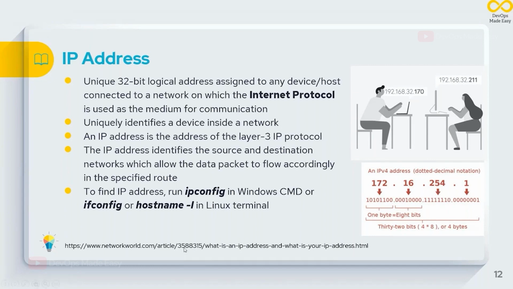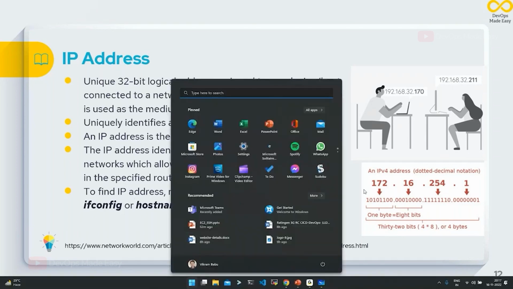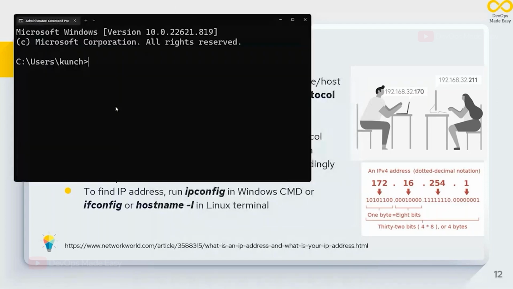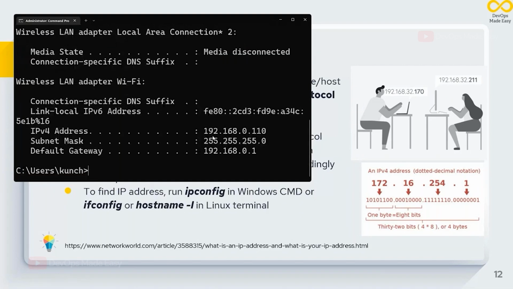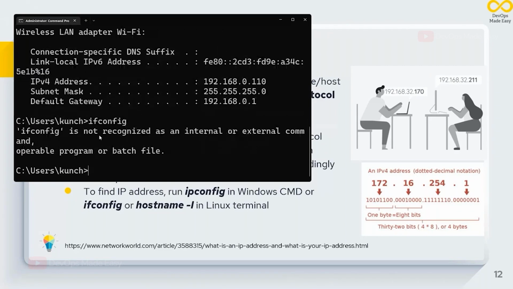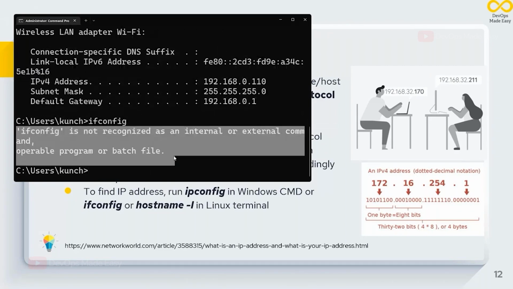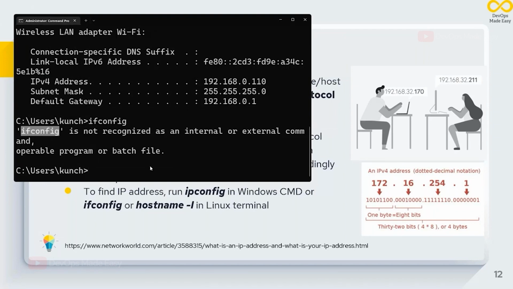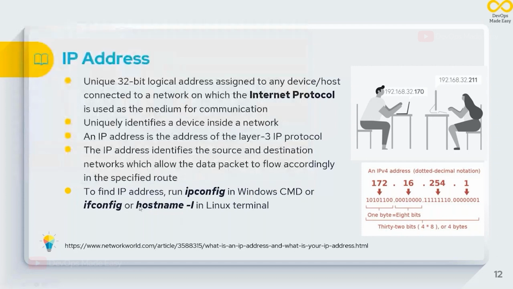If you want to see the IP address of your machine, what command will you run? In Windows it is ipconfig. If you see, this is my IP address, but this is the local IP address. In Linux, you can either do ip a, or you can also do ifconfig. ifconfig is not recognized in a Windows system because it is a Linux command. In Linux, you can also run hostname -i, which will also show the IP address of that particular VM.